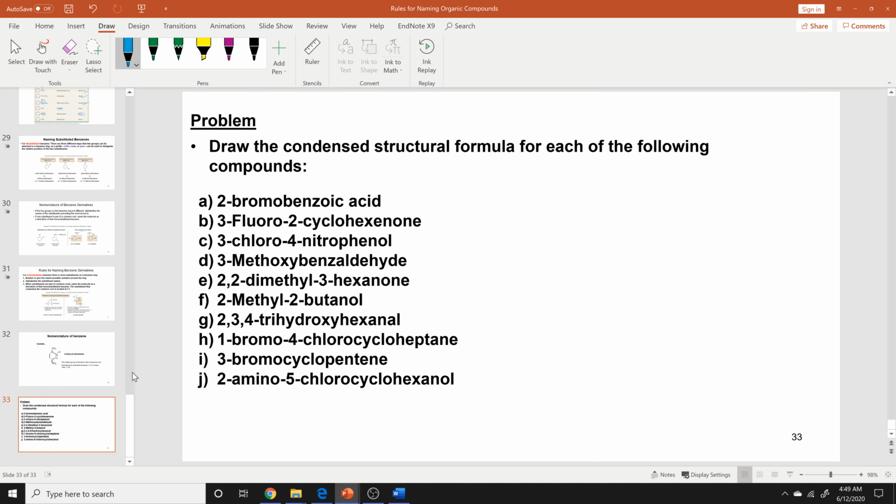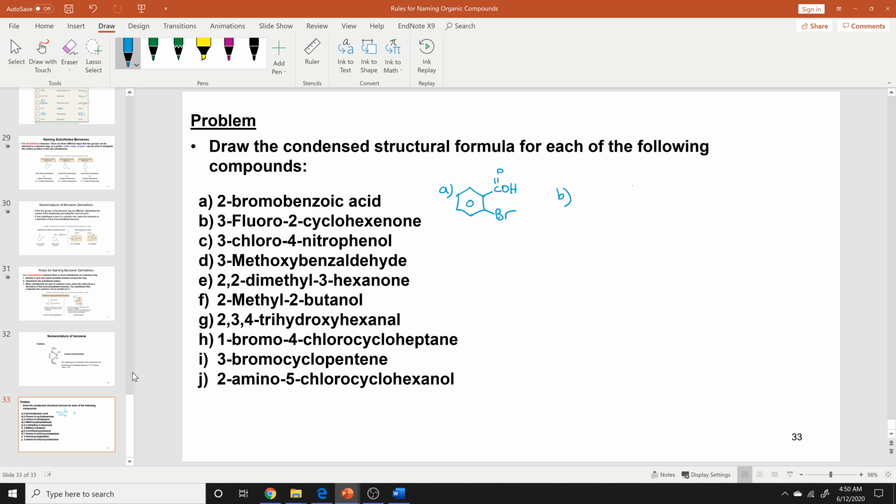This is an example. Draw the condensed structure for each of the following compounds. 2-bromobenzoic acid. So you start with your benzoic acid over here. This is the benzoic acid, and benzoic acid has a carboxylic acid on it. So on carbon number 2, I do have a bromine. So that is A.